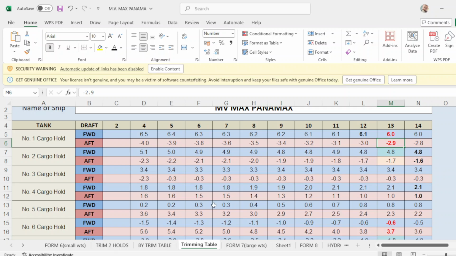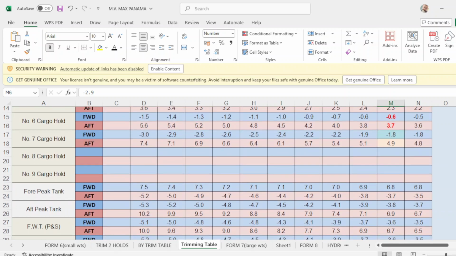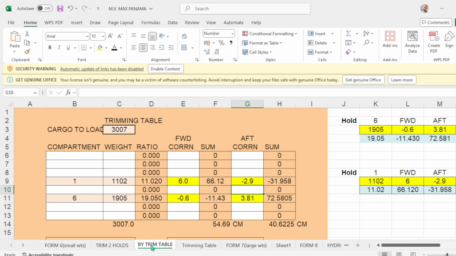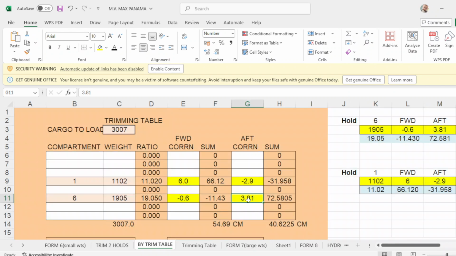Six in negative 0.9. And hold number 6, we can put it this way. Number 6, forward correction is negative 0.6, and up correction is positive 3.7. Put 3.7 here, okay.